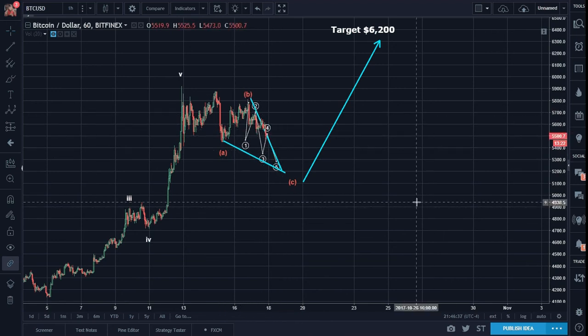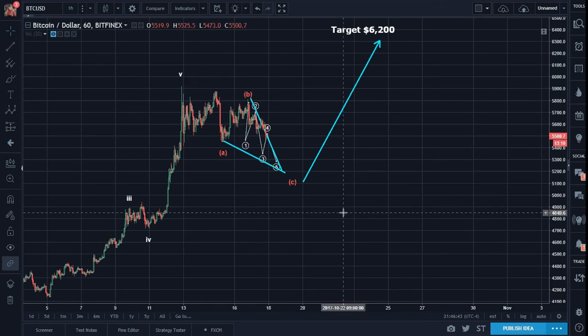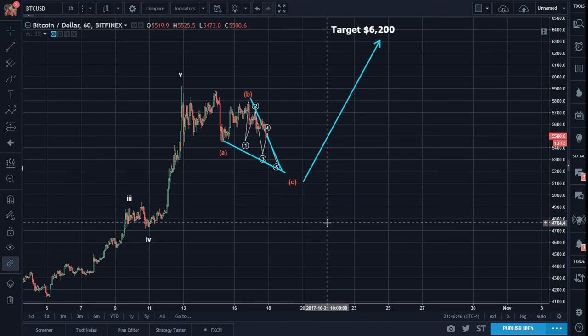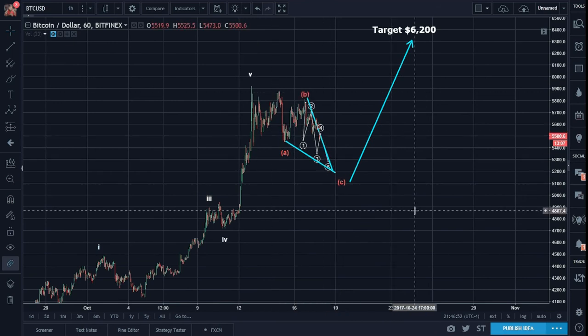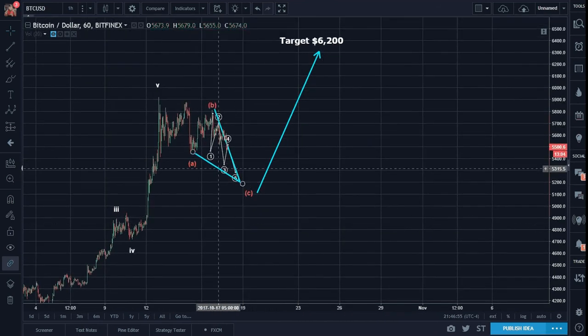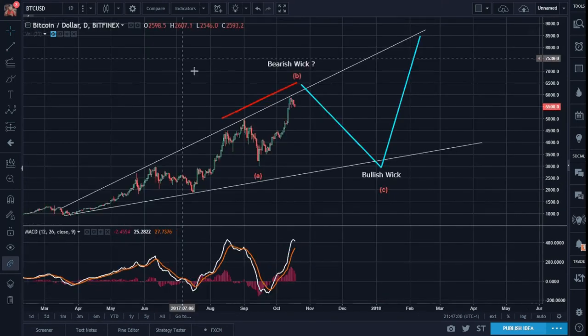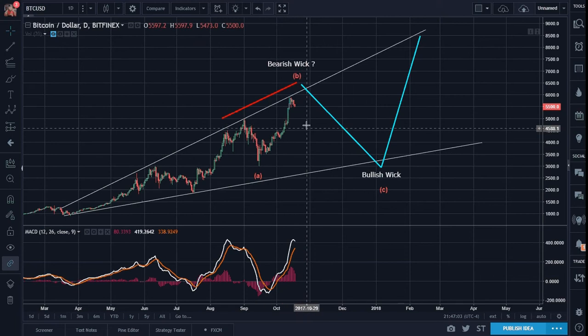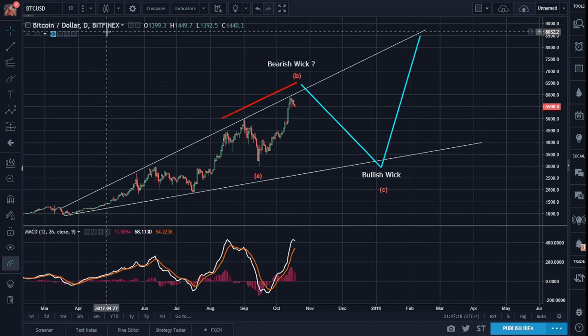So 1 in 36 is the chance we have right now of getting this corrective pattern right. What I am confident is that this is just a correction. And if it isn't, well, no. Because if we go below the prior high here, then there's a bit of a concern. And that's at 49.76 right now, using Bitfinex pricing.